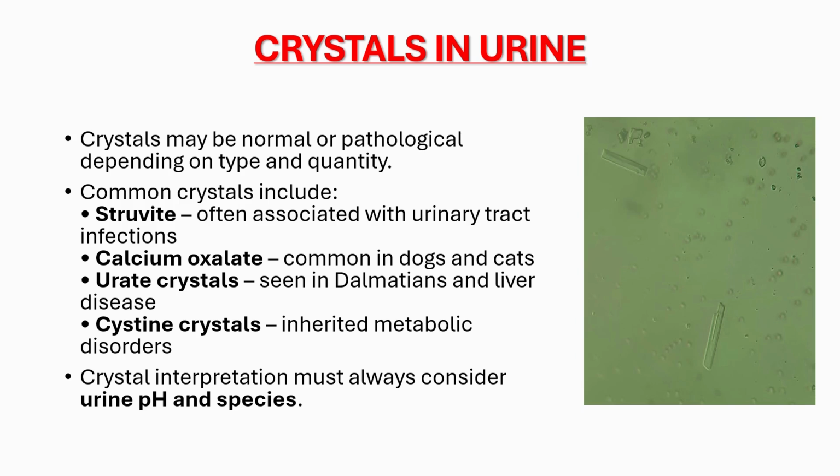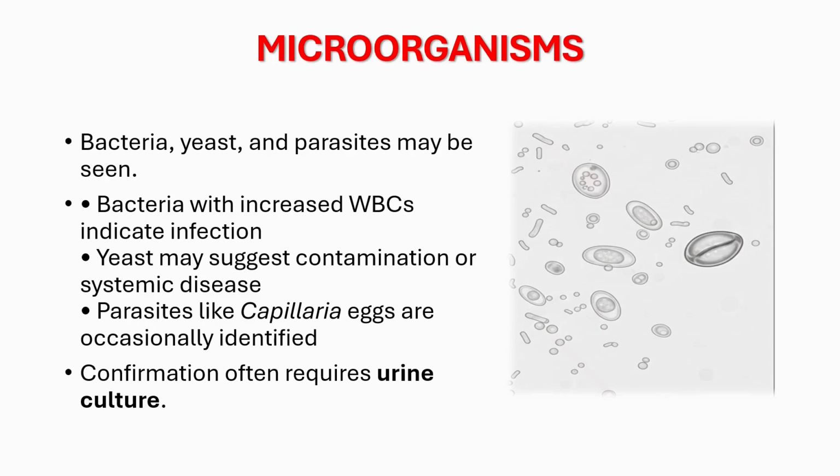Accurate interpretation of urine crystals must always take into account the urine pH and the species being evaluated, because some crystals may be normal in certain species of animals. Next is microorganisms. Microorganisms such as bacteria, like rods or cocci, yeast, and parasites may be observed in urine sediments.